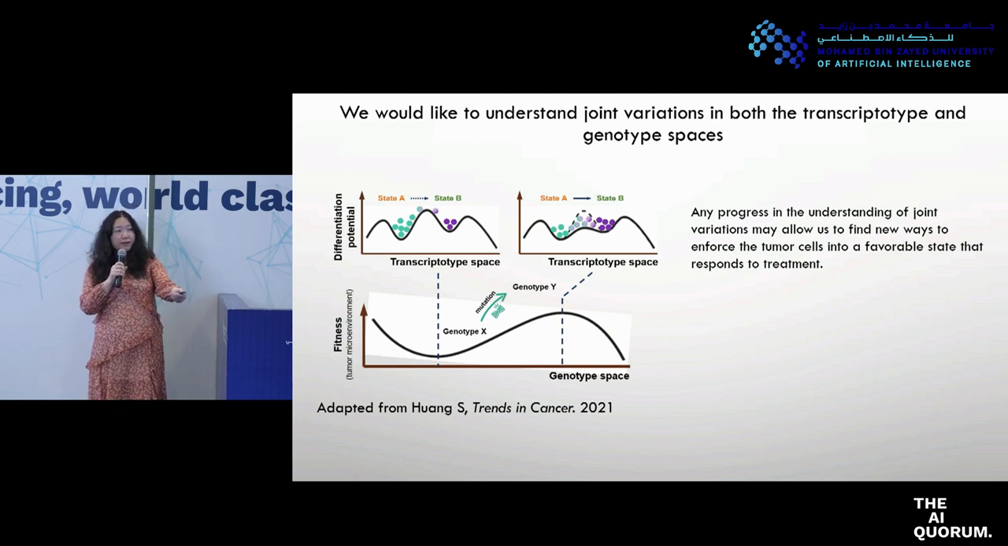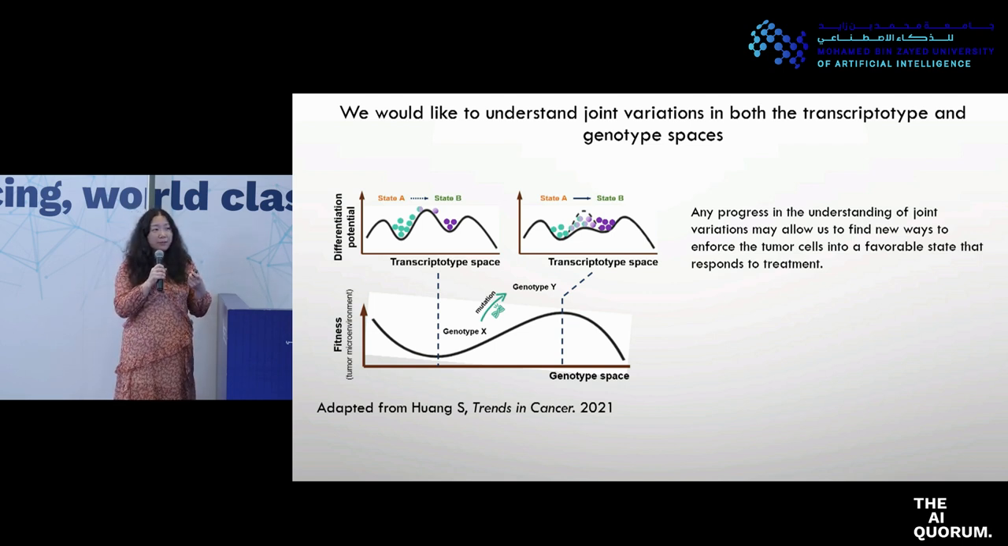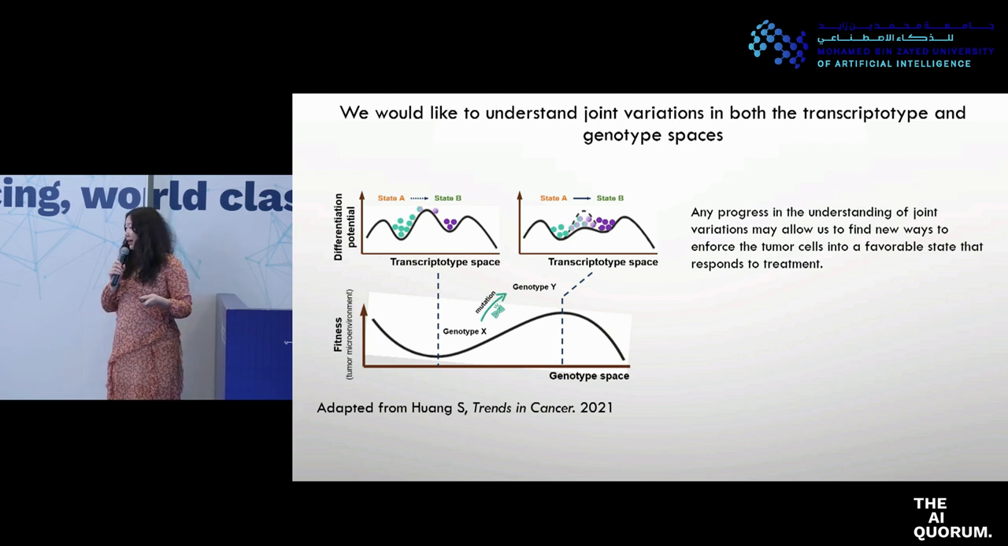But the common belief right now is that in order to identify tumor cells and then enforce these tumor cells into a favorable state that responds well to treatment, we have to be able to better understand the joint variations between these two spaces, the transcriptome space and the genotype space. And imagine now that in reality, we really need to understand 5 more dimensions in addition to these.